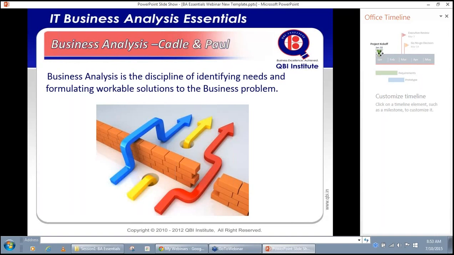So identification of requirements is the prime activity of the business analyst. Having said that, identifying the right requirements is easy if you have been trained in those skills, and can be very confusing and very difficult if you do not have those skills and that expertise.